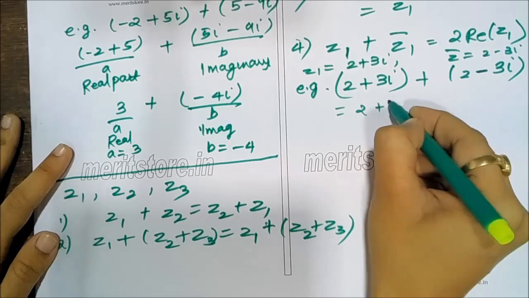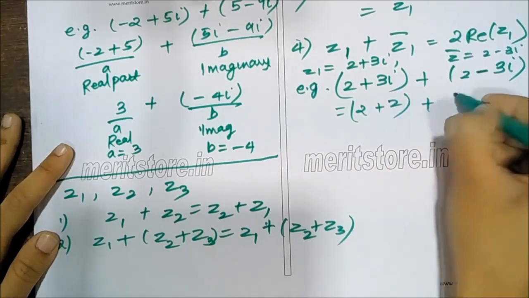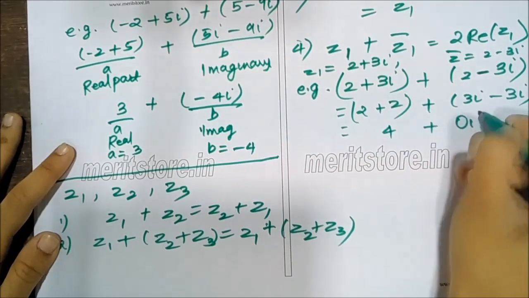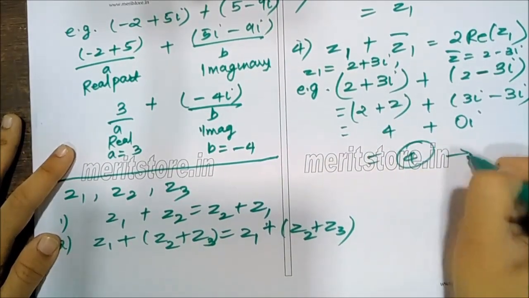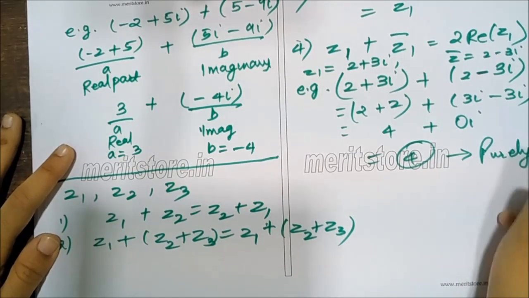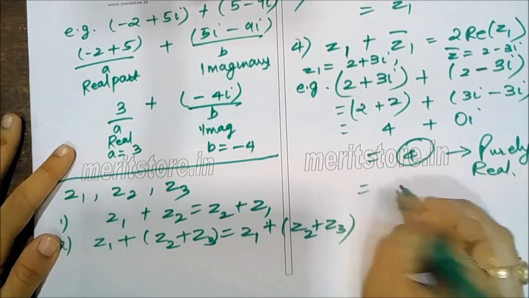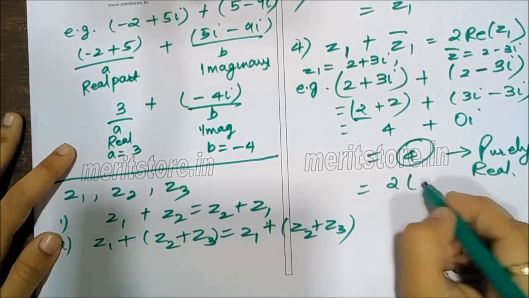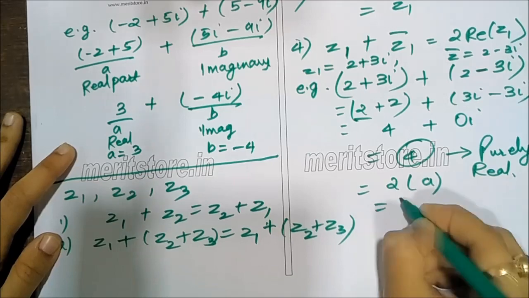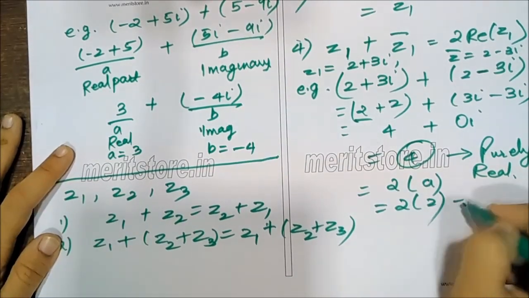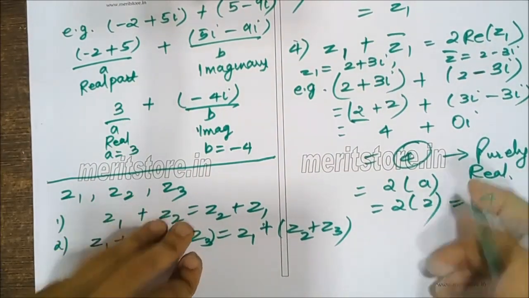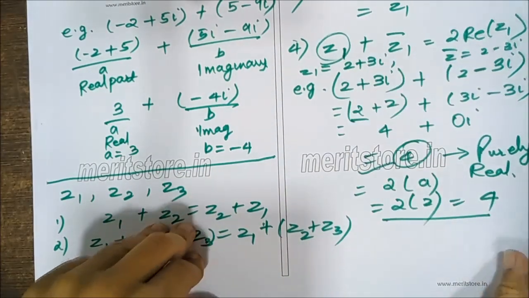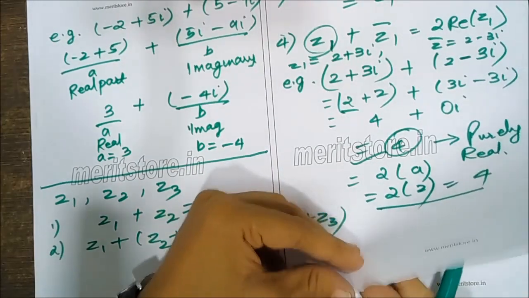What happens? 2 plus 2, I am taking real part together, imaginary part together. We solved such kind of example earlier. It is purely real. But it was 2 times your real number. Real number is a. This is how we got the answer. 4 we got, but it was 2 times the real number which you are defining in your equation.